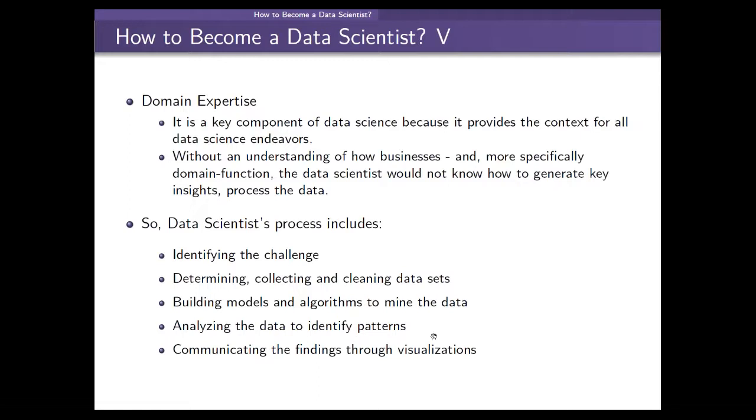And then analyze the data to identify the patterns. As I told you before, not all the patterns from the data are necessary. The stakeholder may be interested in only a few patterns, so just expose the important patterns. That is one of the tasks. And then finally, at the end, you need to communicate the findings through visualization methods to the stakeholders. So this is the actual data science process.